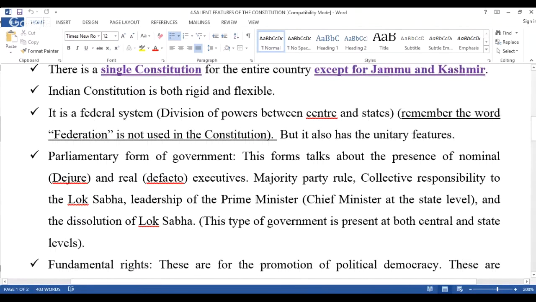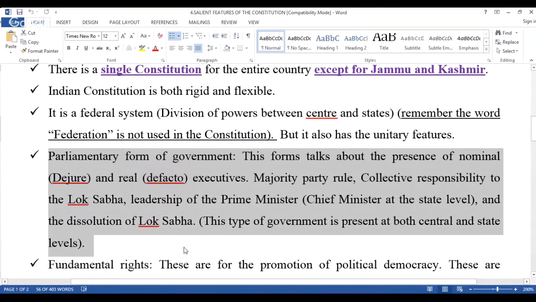Yesterday we understood the parliamentary form of government. The same thing. You can just read if you want. This form talks about the presence of nominal, nominal means de jure, and real, de facto executives. Okay. So I understood that there is a presence of a nominal executive and also a real executive. Majority party is the ruling party. Right? Yesterday I told you any party which gets a majority in the Lok Sabha will form the government.